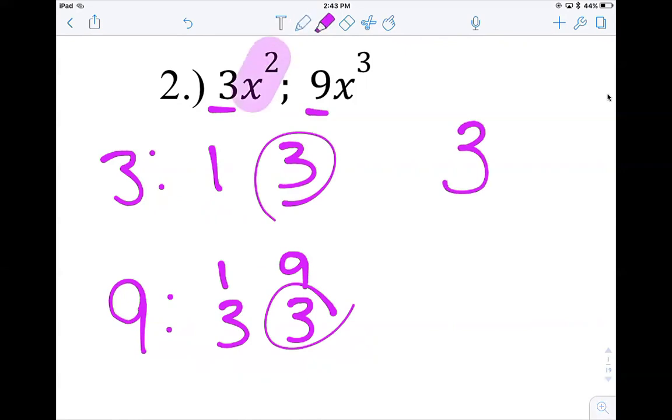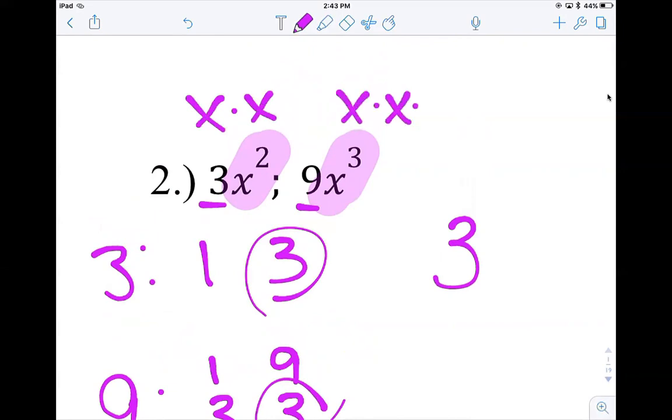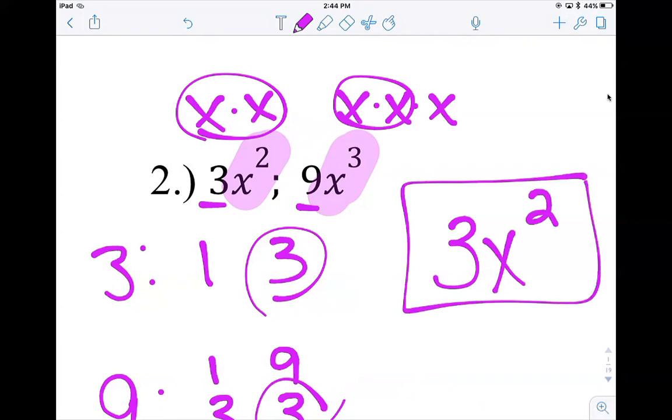Notice that we have an x squared and an x to the 3rd. x squared means that we have 2 x's. x to the 3rd means that we have 3 x's. They both have 2 x's, so x squared is going to be part of the GCF, because from both of them you can take out a 3 and 2 x's. Notice that it's the smallest exponent of the variable that gets pulled out.